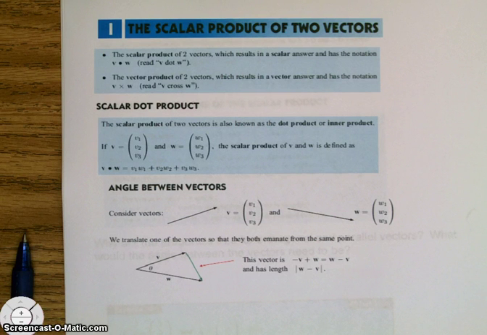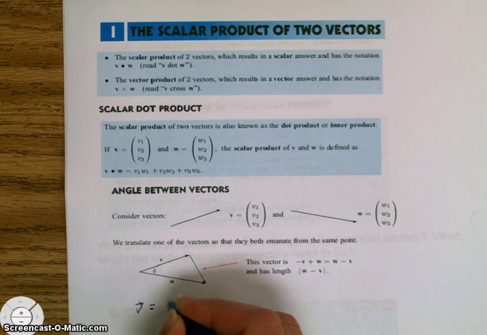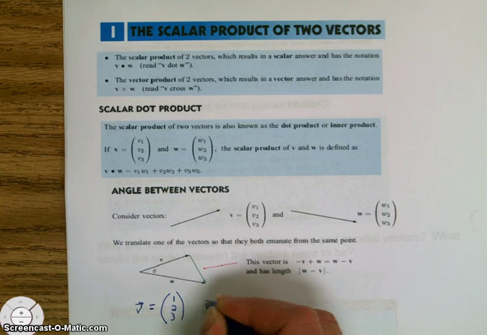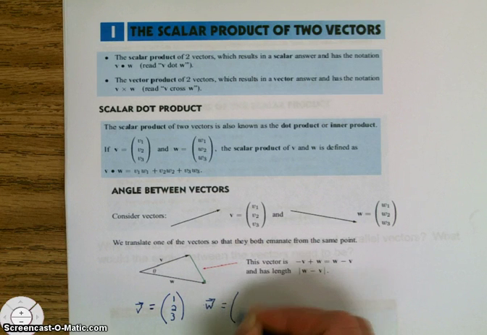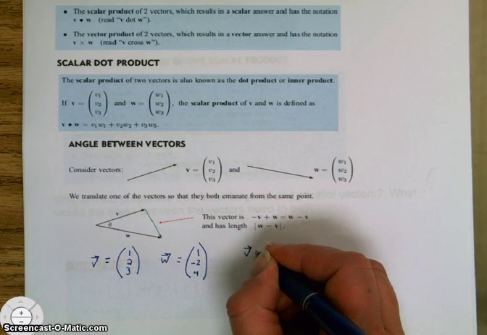And so you see a lot of things here. We're going to be talking about scalar products and vector products of two vectors. The only one you're going to be responsible for is called a scalar dot product. So what I'm going to do is give you two vectors. Vector v is 1, 2, 3, and vector w is 1, negative 2, 4. And what we're going to do is find what's called the dot product. So this is going to be v dot w.